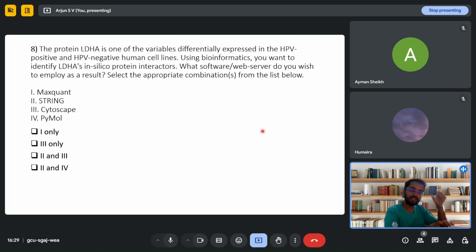So eighth question: the protein LDHA, LDHA stands for lactate dehydrogenase, is one of the variables differentially expressed in the HPV, human papillomavirus positive and HPV negative human cell lines. Using bioinformatics, you want to identify LDHA's in silico protein interactors. What software or web server do you wish to employ as a result? Select the appropriate combinations from the list below. So, which ones will you choose?